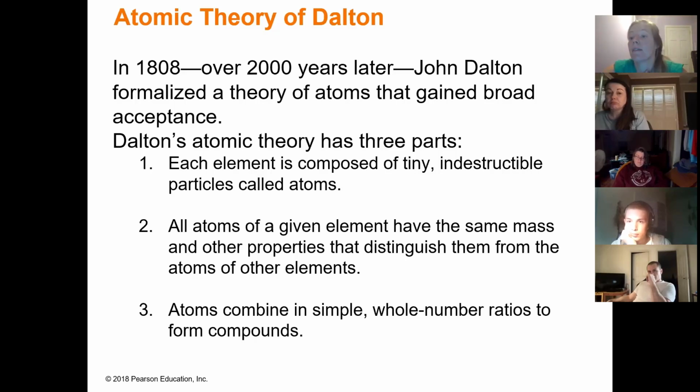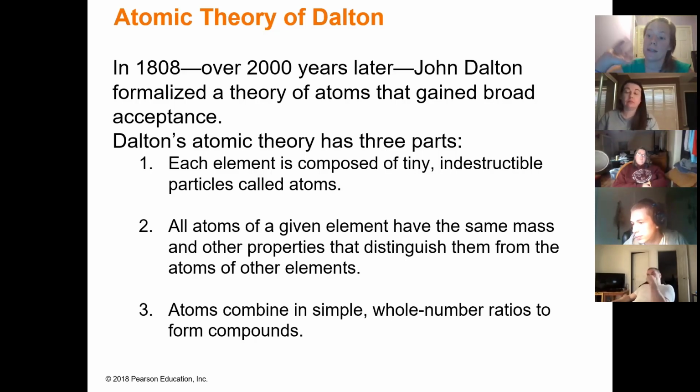So under the atomic theory by Dalton, he said each element is composed of tiny indestructible particles called atoms. That's kind of a ripoff of the 2000-year-old postulate, right? He added some other things, though. He said all atoms of a given element have the same mass, and they have the same properties that distinguish them from other elements. So carbon atoms, for instance, will have a specific weight. Doesn't matter if the carbon atom is sitting here at my desk or on the other side of the universe. It will have the same mass and the same properties. And those properties are different than, say, a hydrogen atom sitting right next to it.